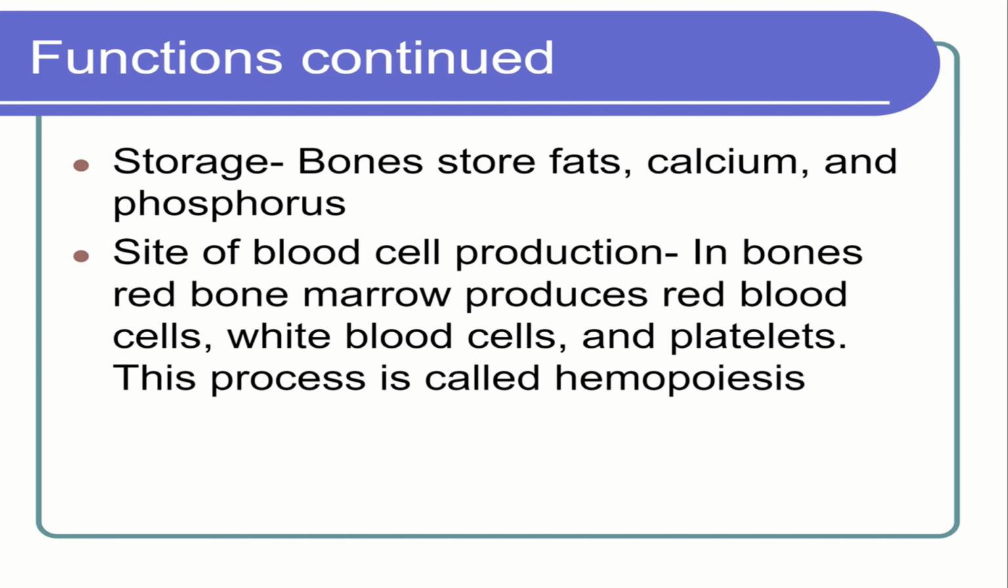It is also the site of red blood cell production. In many bones, we have red bone marrow, which produces blood cells. This would be red blood cells, but it also, if you remember from our immunity unit, it also is the site of white blood cell production. Things like B cells and T cells all develop in the bone marrow.